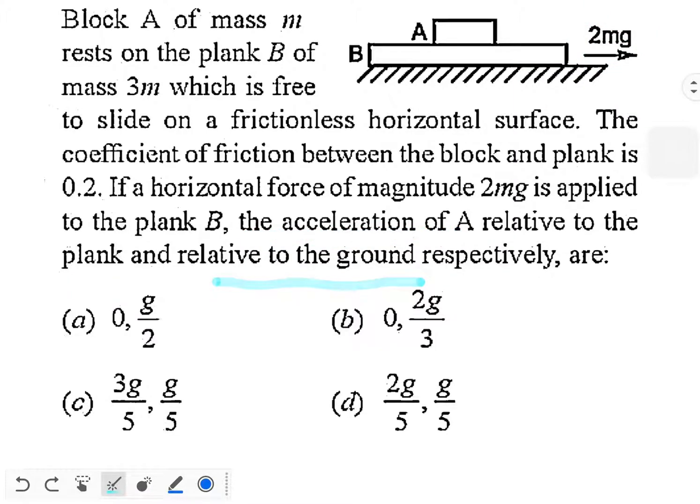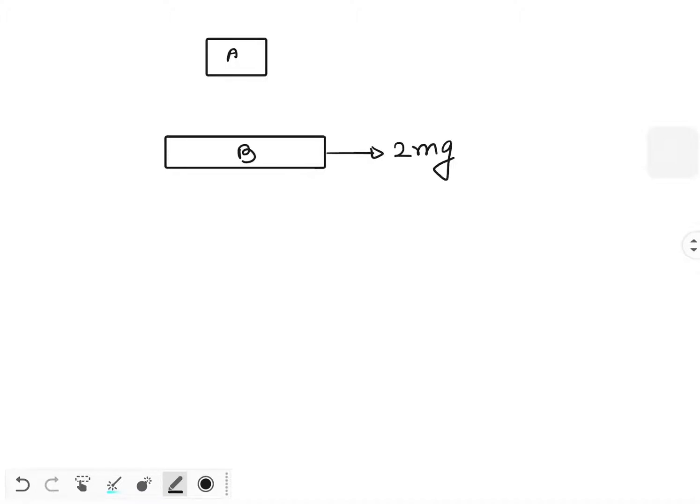4 options are there. कैसे solve करेंगे इसे? First of all, let's draw the FBD. So this is the block A and we have the plank B. We are applying the force of 2 mg on the plank. Okay. Now friction will be acting on block A in forward direction and on block B it will be acting in backward direction. Okay. Then we have mg as normal force.